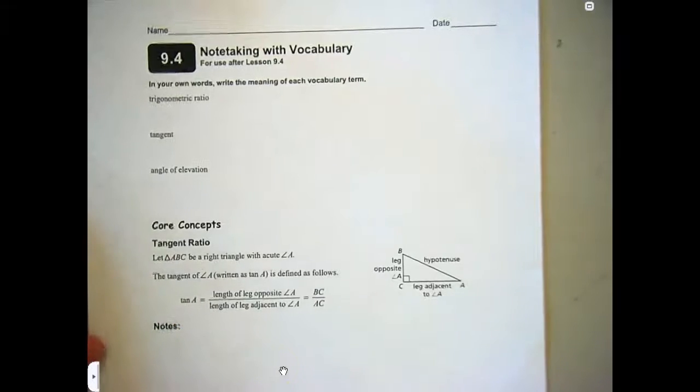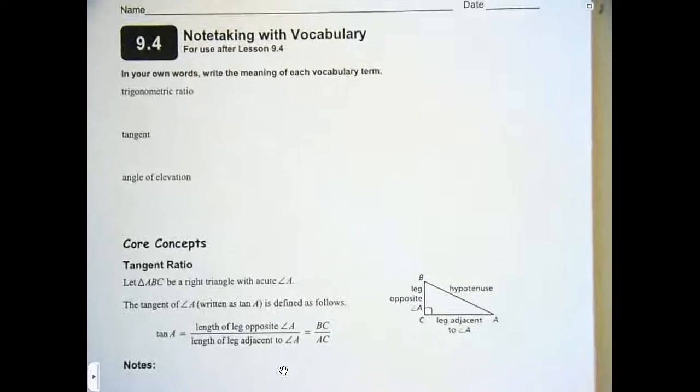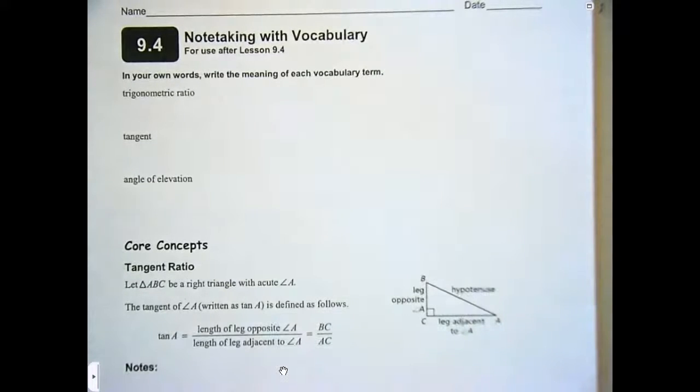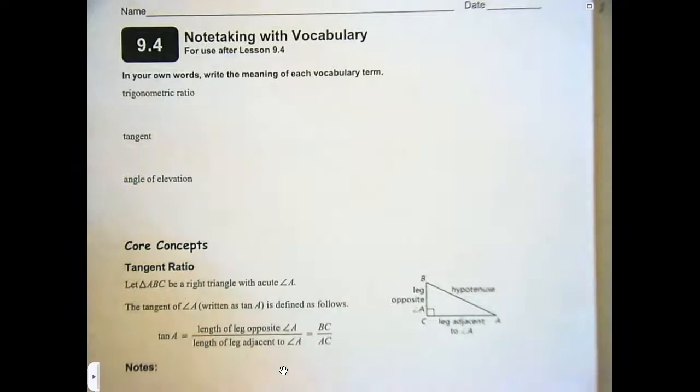So on page 259 of your student journal, we start out with the tangent ratio, the first of the three trig ratios that we will cover. All right. At the top of the page, you see there's some info about trig ratio, defining it, tangent, angle of elevation.